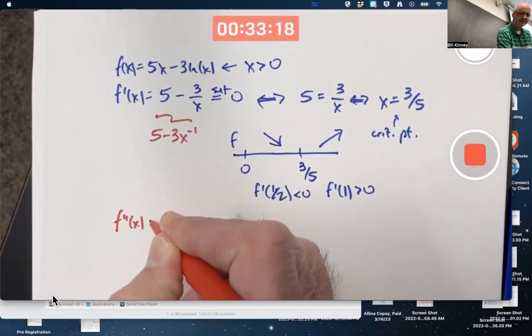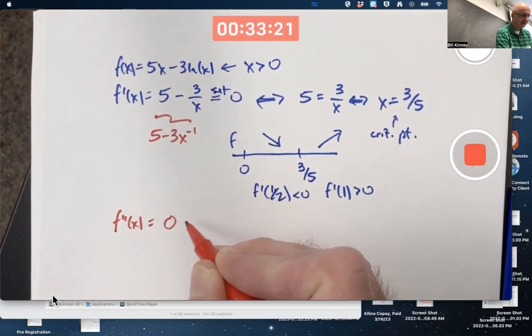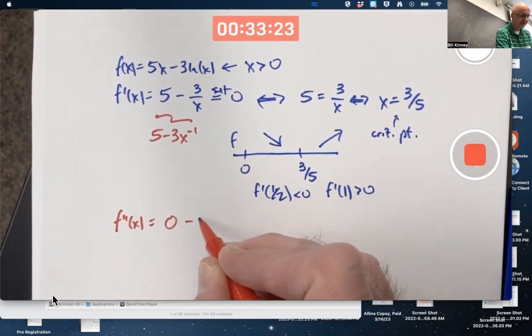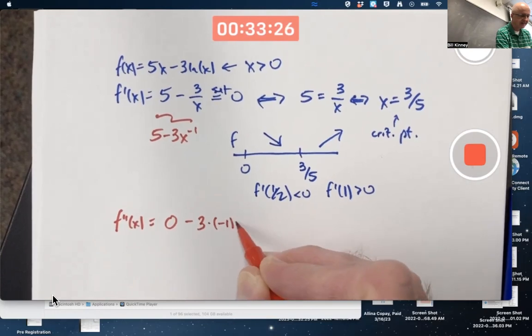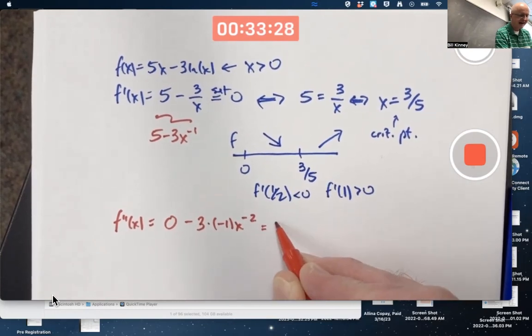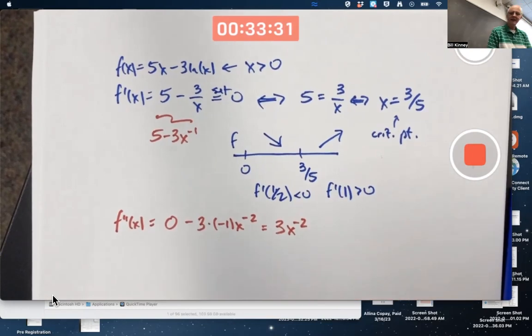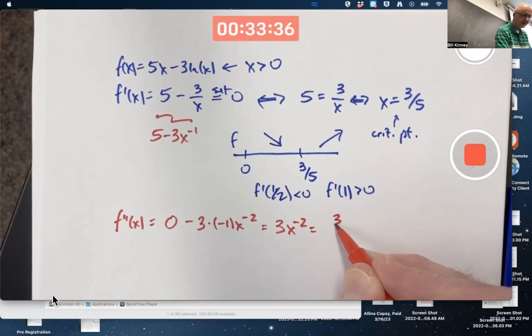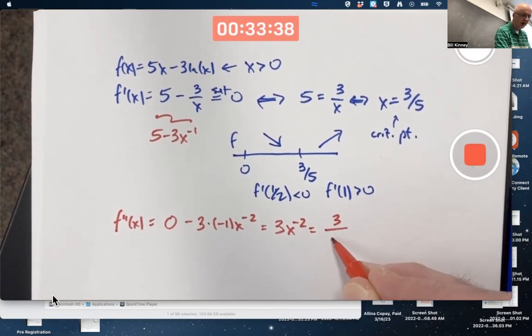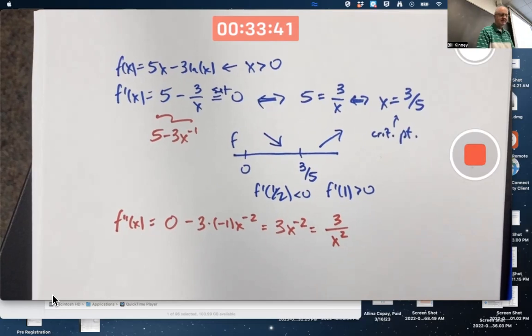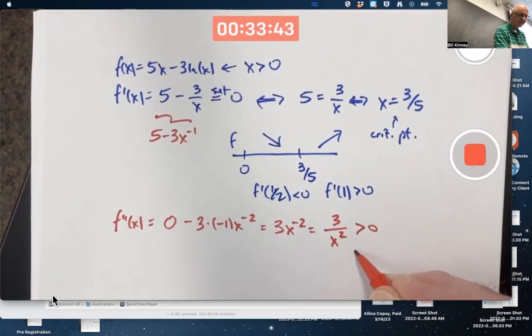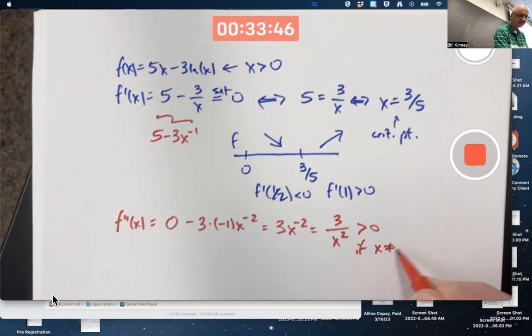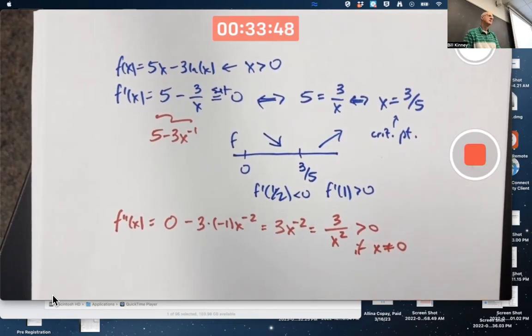F double prime of x, the derivative of 5 is 0. The derivative of negative 3x to the negative 1 is negative 3 times negative 1 x to the negative 2. This simplifies to positive 3x to the negative 2. And that's never a negative quantity when x is a real number. By definition, x to the negative 2 means 1 over x to the positive 2. This is always a positive quantity if x is a real number that's not 0. And it's certainly positive when x itself is positive, which is the domain of the original function.